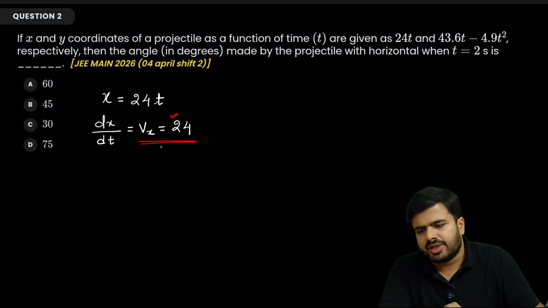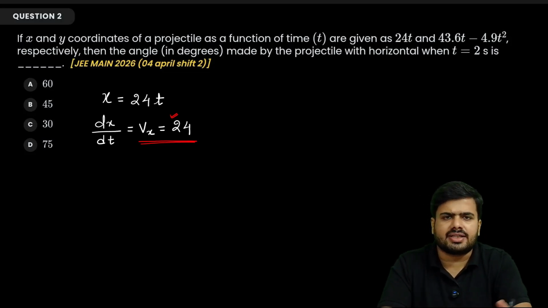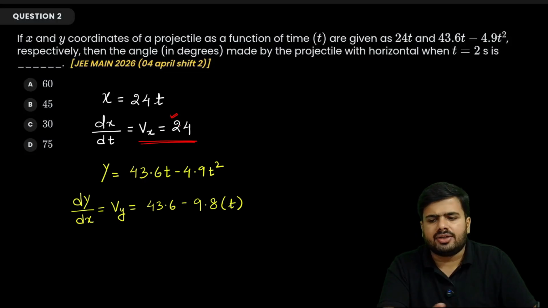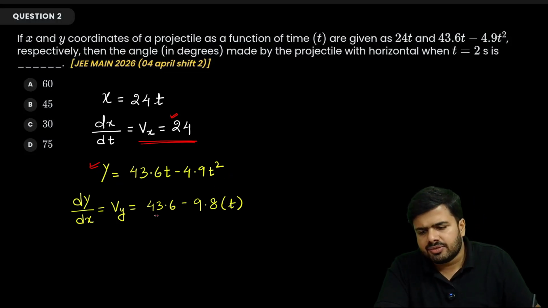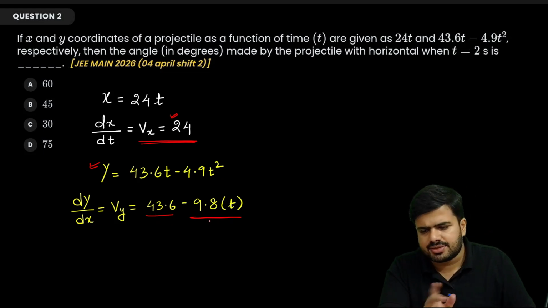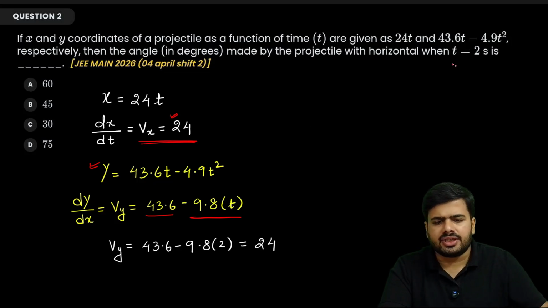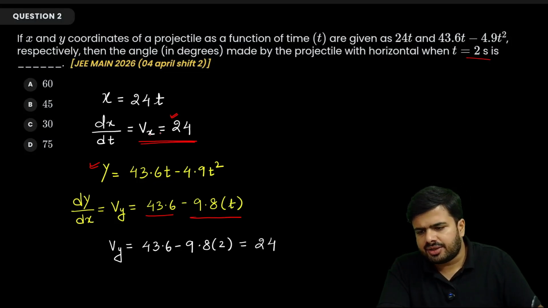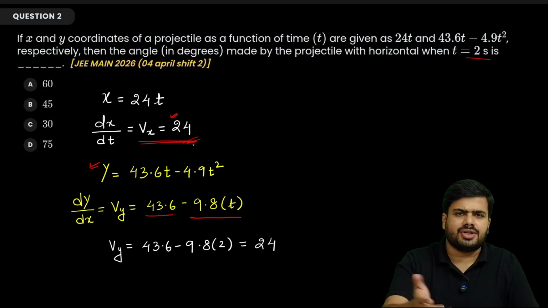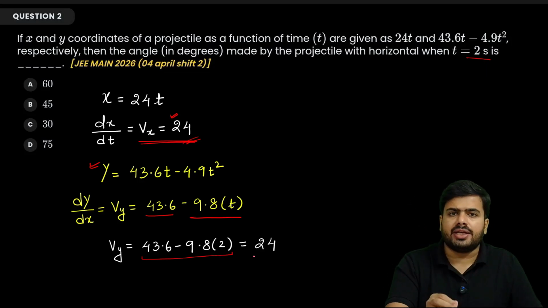I am getting a constant value, and obviously it is expected, since we know that velocity along x direction is constant. Similarly for the y component, y equals 43.6t minus 4.9 t square. Just differentiate this, you will get 43.6 minus 9.8 into t, because the differentiation of t square is 2t, and 2 into 4.9 gives 9.8. Further, on substituting the value of time t, in vx we need not substitute because it is directly a constant, 24. And in vy, if you substitute, we get vy also as 24.